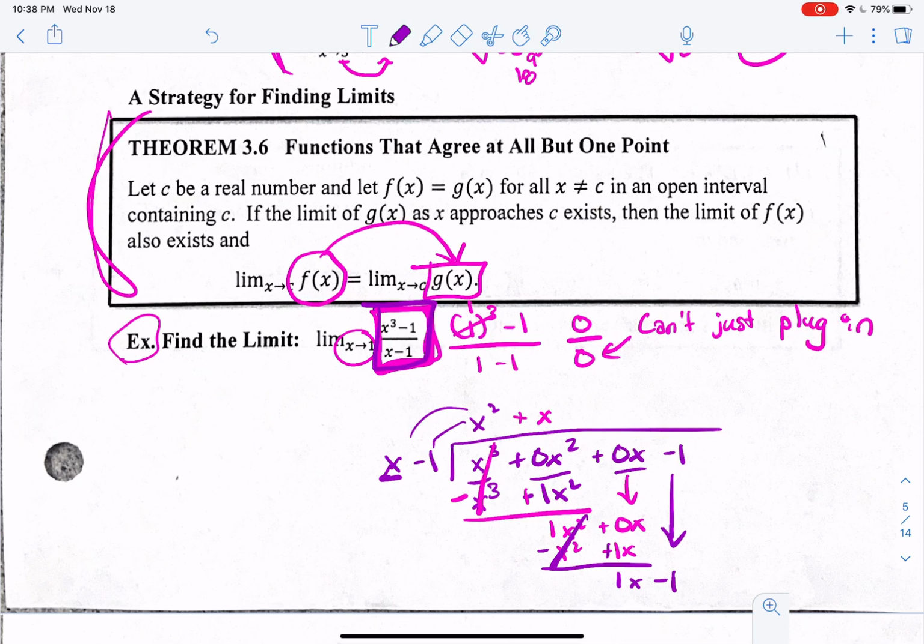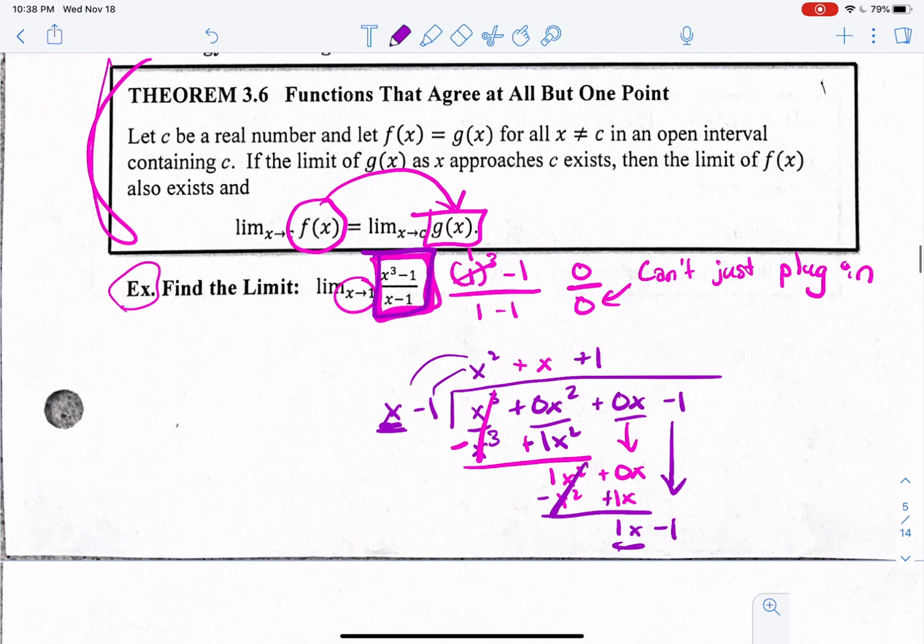And then the last time, what do I have to take times x to get x? And that is just a 1. 1 times x is x. 1 times negative 1 is negative 1, but then I have to flip the sign. So minus plus, and I end up with a remainder of 0.